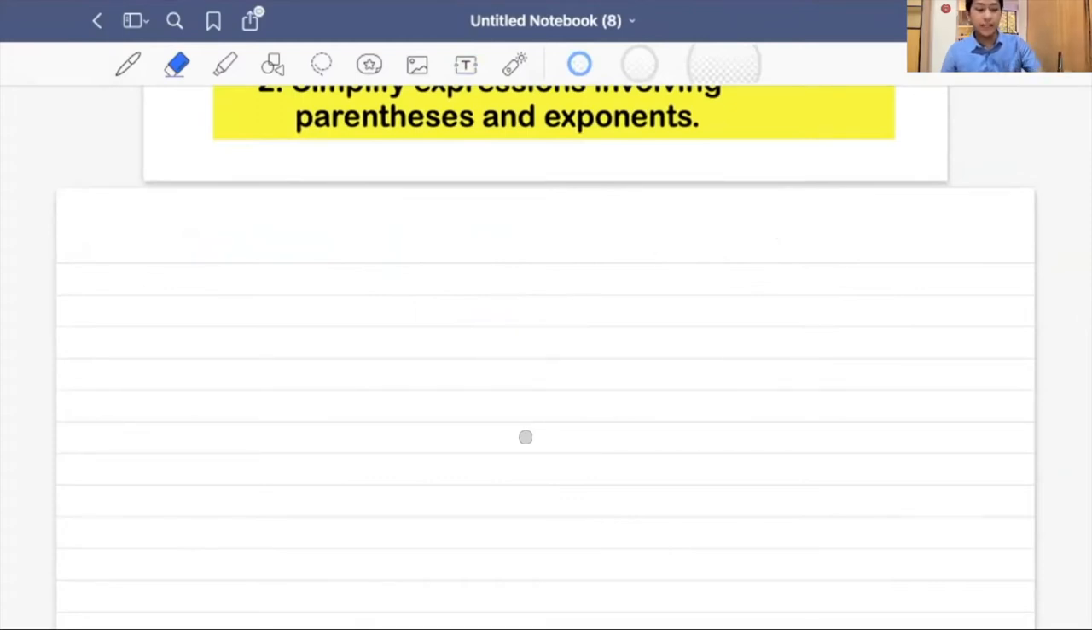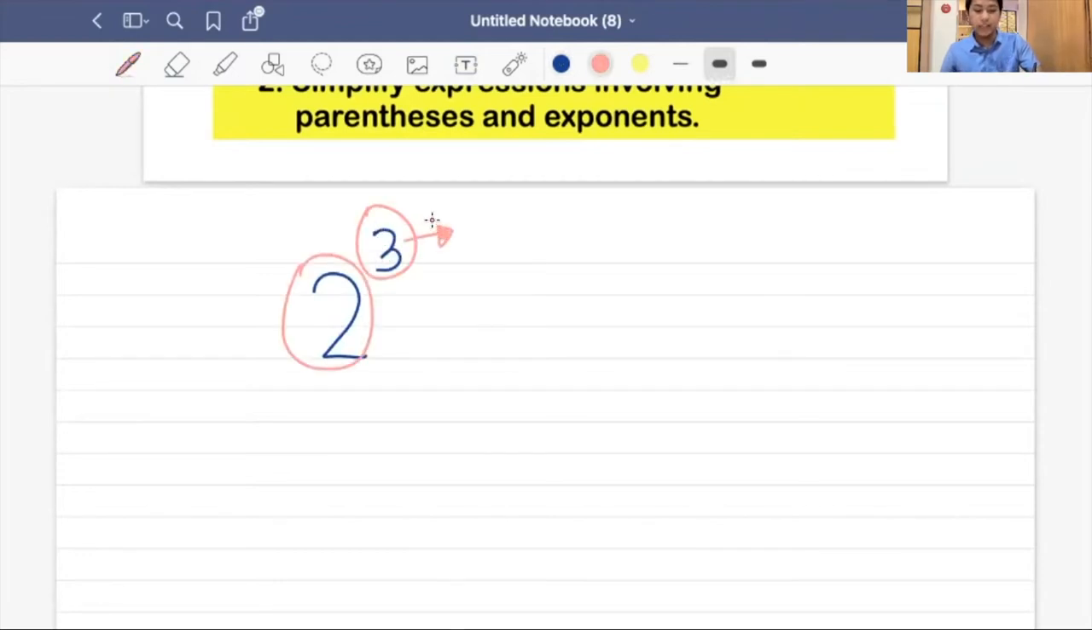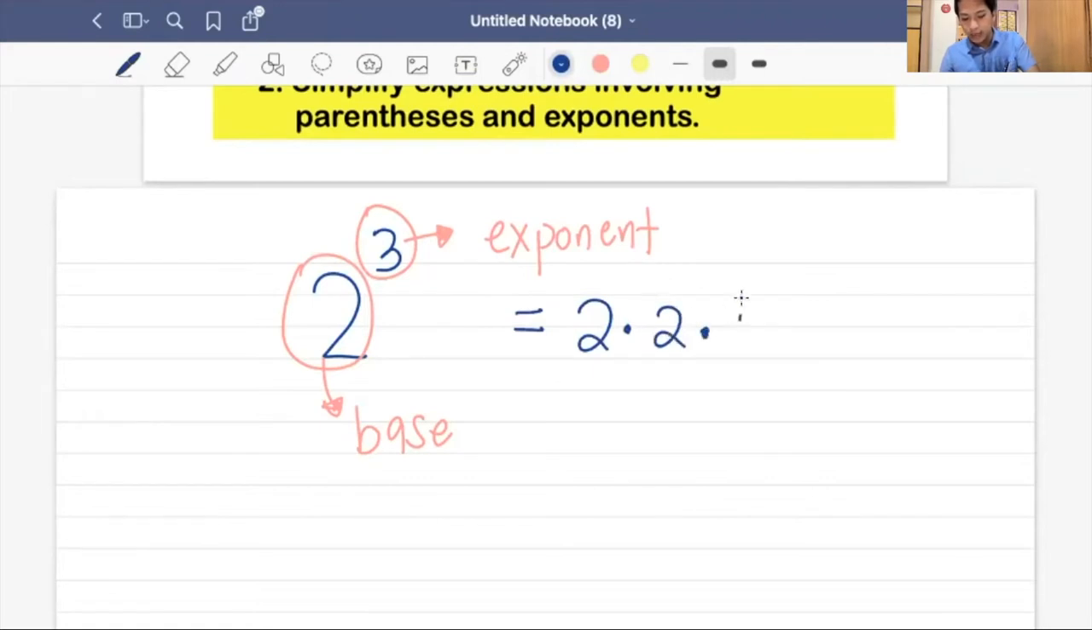Let us first define exponent through this given. Say we have 2 raised to 3. We have 3 as the exponent, and we have 2 as our base. Very good. This is our base, the 2, and then 3 is our exponent. If we are going to expand this, this will just equal 2 times 2 times 2.